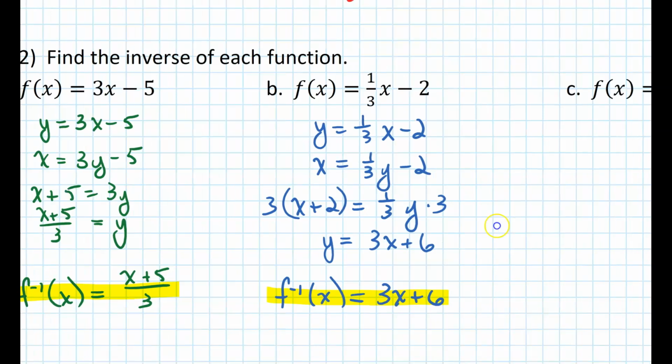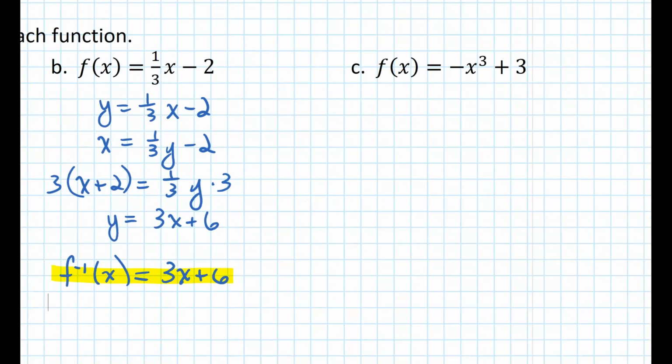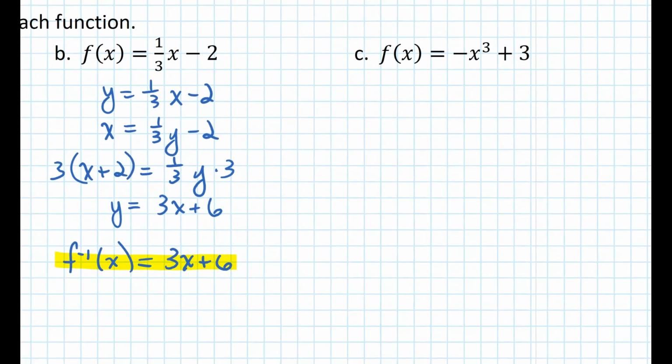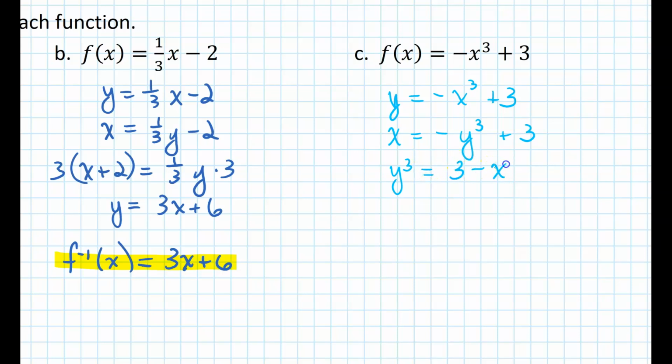All right. Scooch that over. Okay, our last one here, f of x equals negative x cubed plus 3. So same process. We'll change f of x into y. Negative x cubed plus 3. Switch the x's and y's, so x equals negative y cubed plus 3. I know that I need to get y by itself, and I don't want to work with negative y, so I'm going to add y cubed to both sides, and I'm going to subtract the x from the other side. So I'll get 3 minus x there.